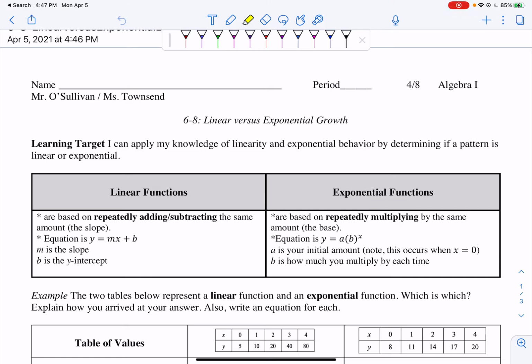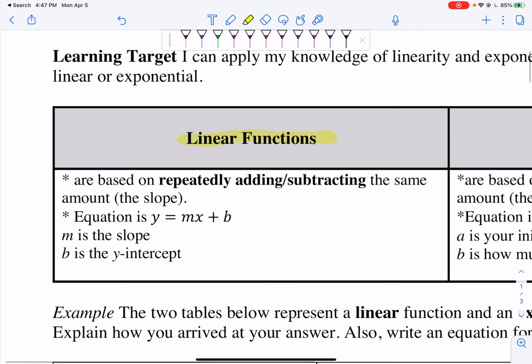So we have learned about linear functions. We have learned about exponential functions. We learned about linear functions a few units ago, and we've been learning about exponential functions for this whole unit. So linear functions are based on repeatedly adding or subtracting the same amount, or the slope. The equation is y equals mx plus b. M is your slope, and b is your y-intercept. And one thing that we should know is that a linear function is a straight line. So it looks something like this, or it could be like this in direction.